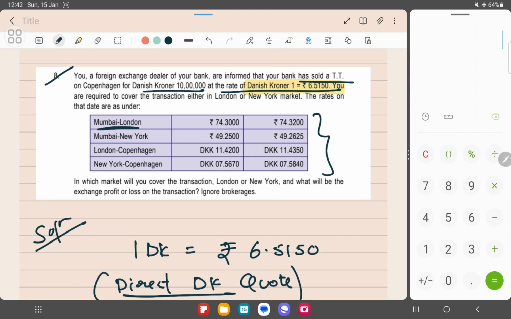See, the Mumbai and London quote: London means pound and Mumbai is India, so it means rupee. 1 pound is equal to rupees 74.30 and rupees 74.32. So this is your bid and this is your ask. Okay, this is a direct pound quote. And if you see another quote, which is London and Copenhagen, so 1 pound, London's currency, is equal to DKK 11.42 and 11.435, again bid and ask respectively. So this is also a direct pound quote.